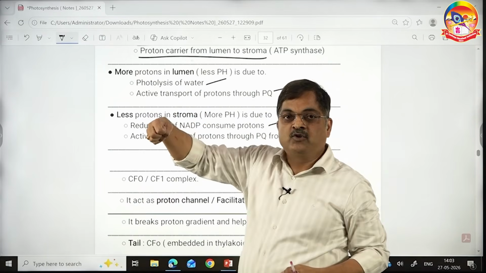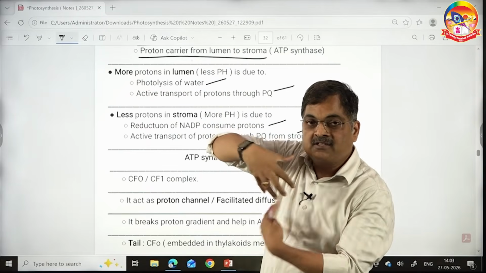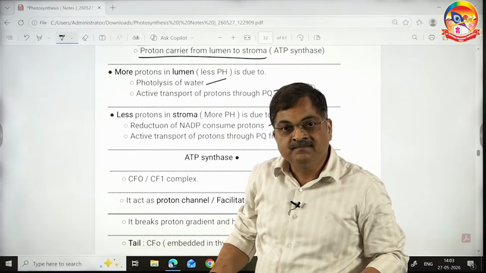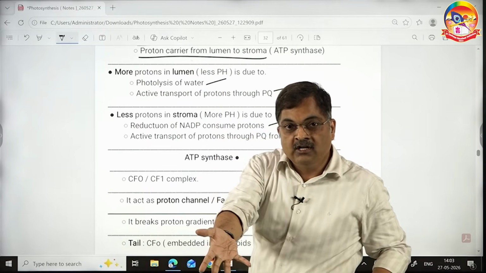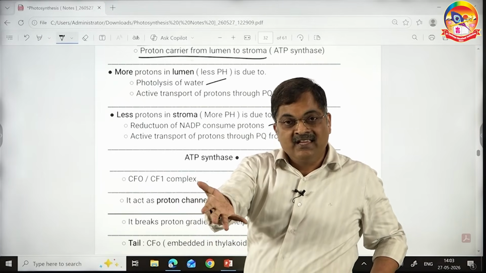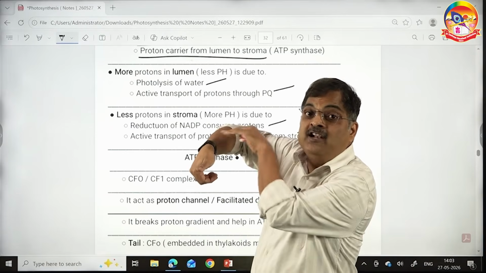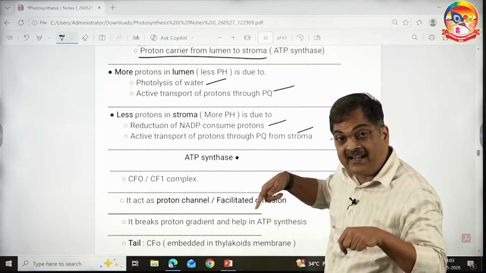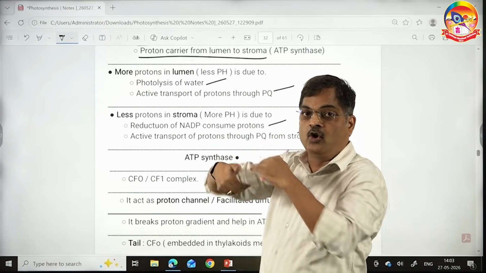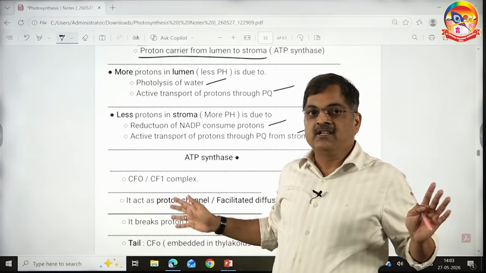Just like in hydroelectric power, when water is dropped from a higher height, the turbines move and energy is liberated. When a ball is rolled from a higher height, potential energy is liberated. Yes or no? Same way, when protons move from higher to lower through this coupling factor, energy is liberated, and that energy is responsible for ATP synthesis.